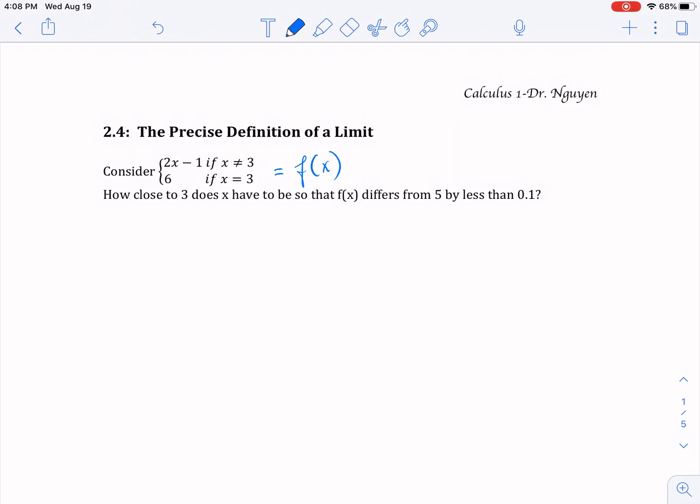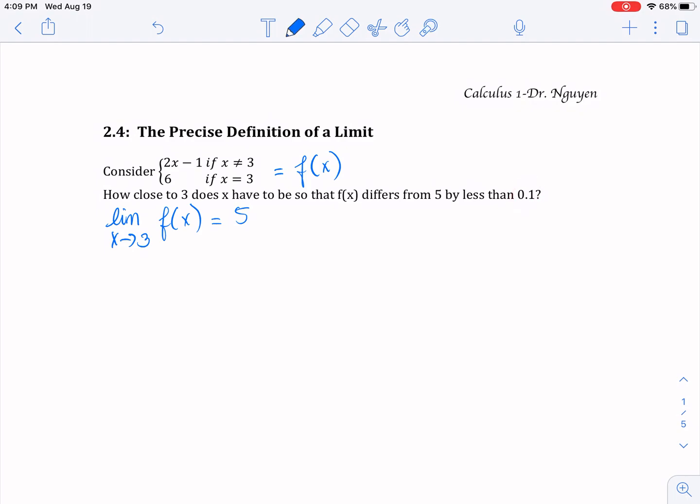Intuitively, it is clear that when x is close to 3 but not 3, then f of x is close to 5. Therefore, intuitively we can see that the limit of f of x as x goes to 3 is going to be 5. So the limit of f of x is 5 when x approaches 3. So the question is, how close to 3 does x have to be so that f of x differs from 5 by less than 0.1?